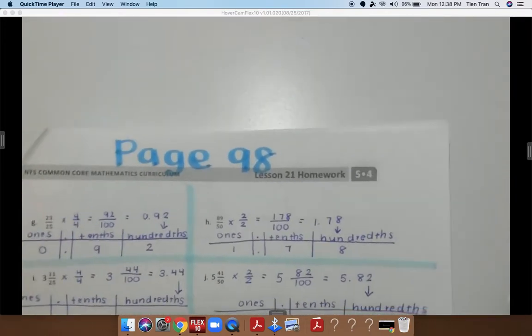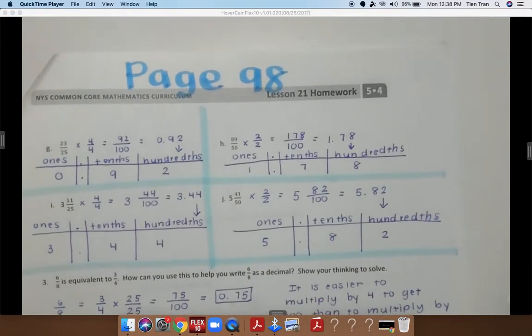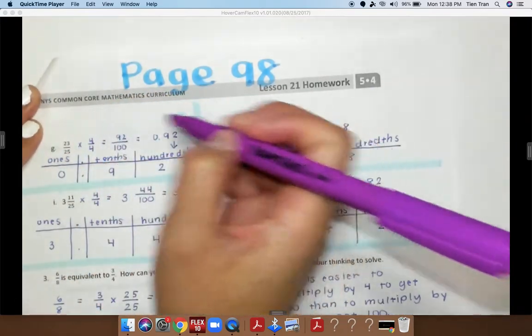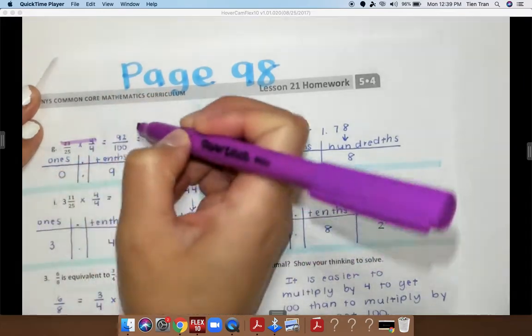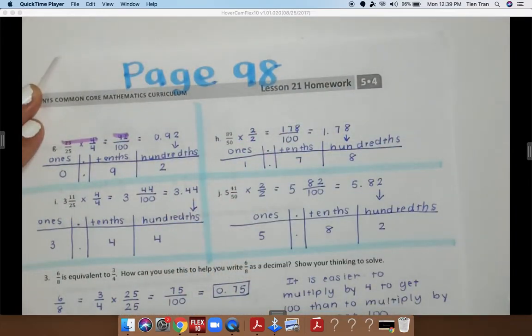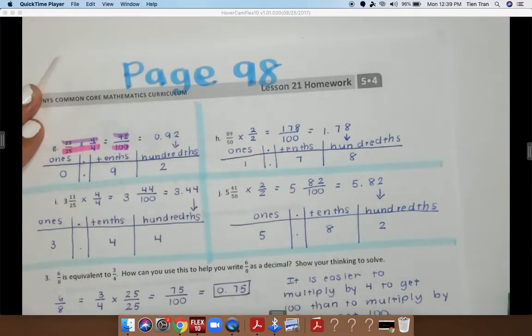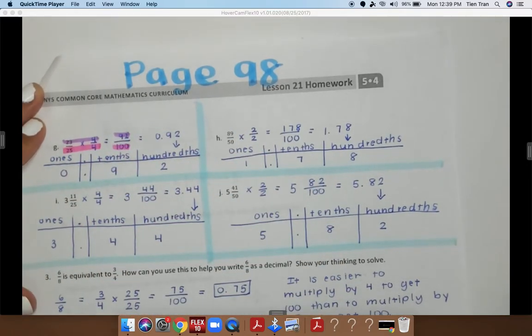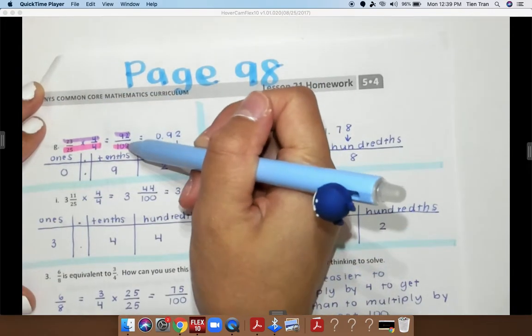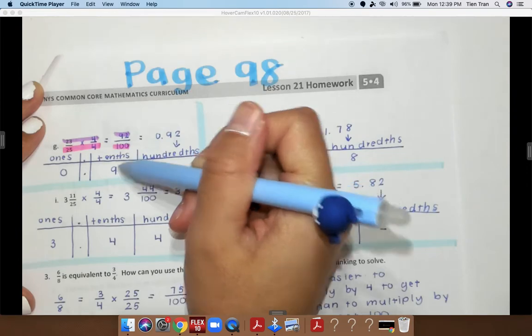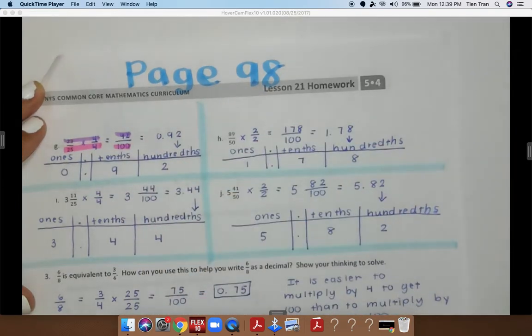Turning to the next page, page 98, you're doing pretty much the same thing. So we have here, we're multiplying 23 times 4, which is going to give us 92, and then we're multiplying 25 times 4 because we want to get 100 in order to put our place value in the hundredths place. So we have 92 hundredths, that means your 2 is in the hundredths place, your 9 is in the tenths place, and your 0 is in the ones place.